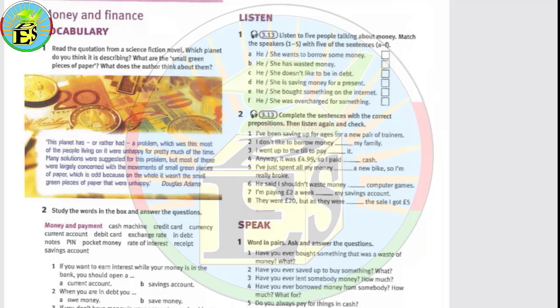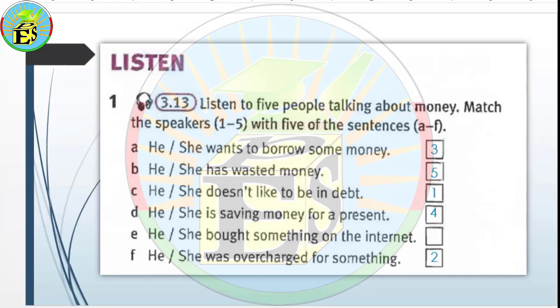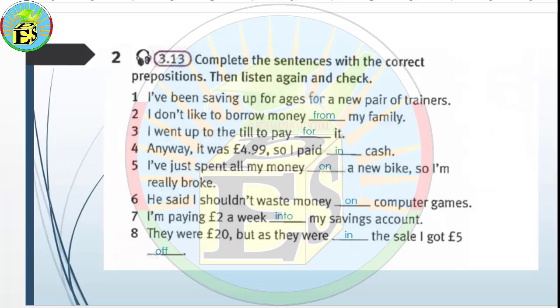Have you finished? Okay, let's check your work. Number 1 is already done as an example for you. I have been saving up for ages for a new pair of trainers. Number 2, I don't like to borrow money from my family. 3, I went up to the till to pay for it. Number 4, anyway it was £4.99, so I paid in cash.